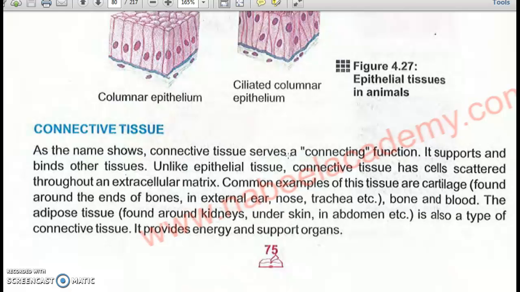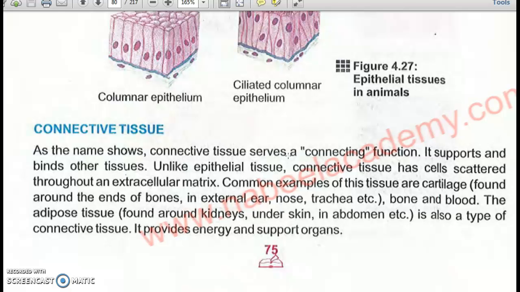A common example of this tissue is cartilage. You are familiar, right, with the cartilage? It is the soft bone. It is present around the ends of the bones. It is present in the external ear; the external pinna has cartilage. The tip of the nose has cartilage. Plus the windpipe, the trachea, also has C-shaped plates which are made up of cartilage. Cartilage is basically made up of some elastic fibers along with cartilage cells. So cartilage is basically flexible and soft.